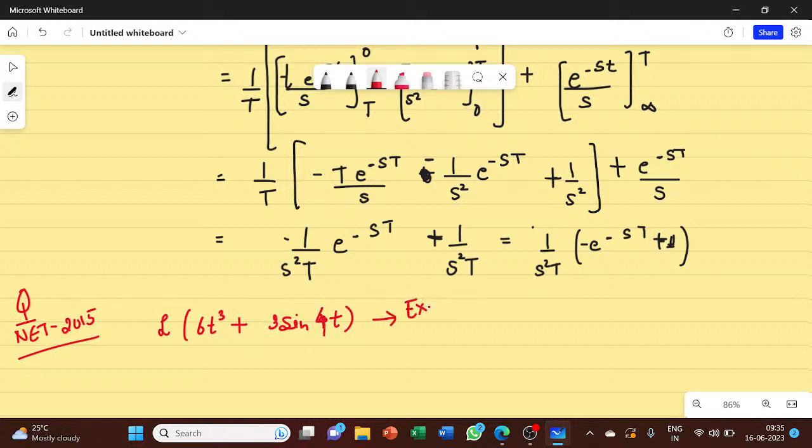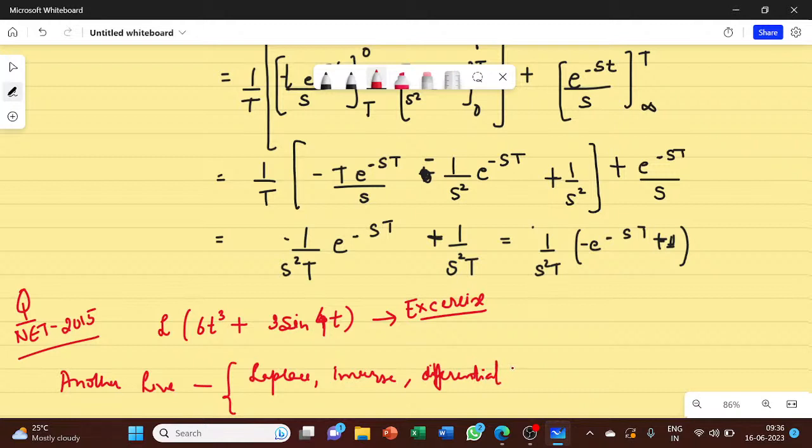Try to do this question, and we shall meet in the next live lecture, probably a day after or someday. In another live lecture I'm going to teach you the Laplace transforms again, inverse Laplace transforms, and how to utilize Laplace transform in differential equations. This will be the matter of discussion in the next live lecture. So I hope to meet you there.